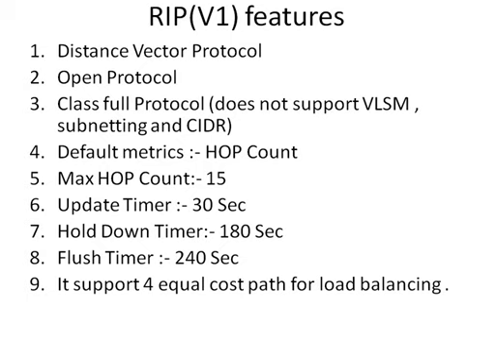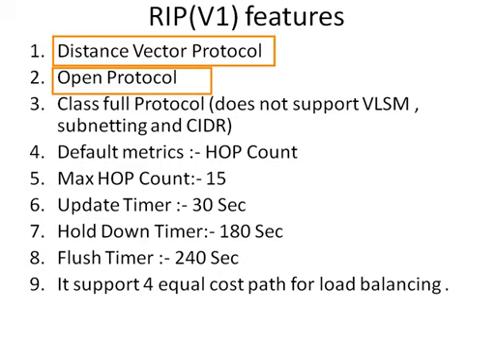Very first feature, it comes under distance vector protocols. Second, it is an open protocol, which means it can be configured on any brand of router. That can be Cisco or any other brand; it is not mandatory that we require only a Cisco router to configure RIP. It can be configured on any brand. Third, it is a classful protocol and does not support VLSM and subnetting.